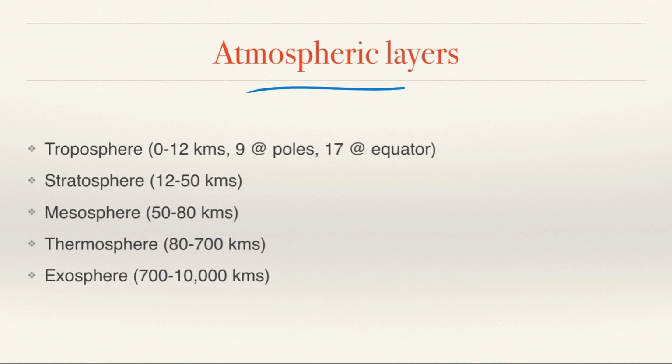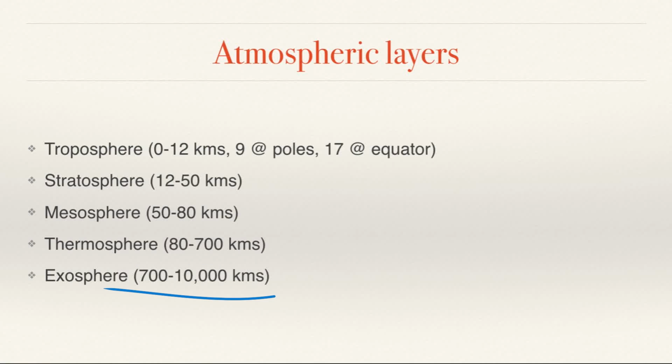Now atmospheric layers, these are the main layers. Troposphere is 0 to 12 kilometers, which is 9 kilometers at the pole and 17 at the equator, so something like this. The top boundaries are called tropopause, stratopause, mesopause, thermopause, exopause. Stratosphere is 12 to 50 kilometers, contains ozone. Mesosphere is 50 to 80 kilometers, thermosphere is 80 to 700, and exosphere is 700 to 10,000 kilometers.